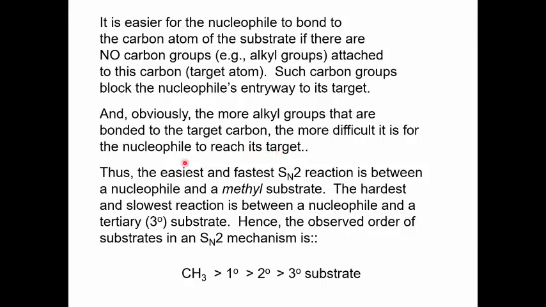The fewer alkyl groups that are bonded to the target carbon, the easier it is for the nucleophile to reach its target. Thus, the easiest and fastest SN2 reaction is between a nucleophile and a methyl substrate, the methyl substrate having no carbon groups attached to the carbon. Now, the hardest and the slowest reaction is between a nucleophile and a tertiary substrate, a substrate with 3 alkyl groups attached. A substrate with 3 alkyl groups presents what we refer to as steric hindrance to the bonding of the nucleophile to the substrate. Therefore, we see the observed order of substrates in an SN2 reaction as follows: the most reactive methyl, more reactive than primary, primary more reactive than secondary, secondary more reactive than a tertiary substrate.